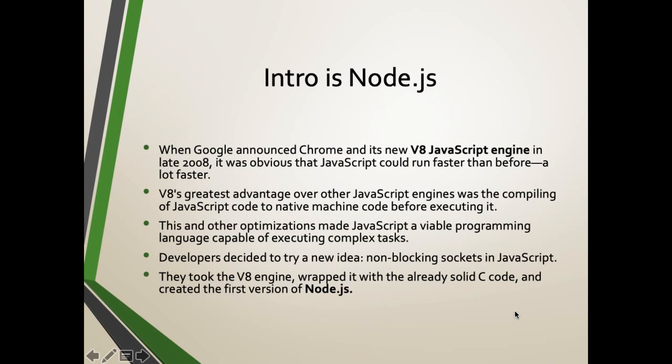So what is Node.js? When Google announced their new V8 JavaScript engine in 2008, it was obvious that JavaScript could run faster. Before this, JavaScript was not slow, but it's not as fast as a lot of other programming languages. JavaScript is a programming language that runs on the client's browser, so a lot of the ways that it was done between different browsers was inconsistent. With V8, it made it a lot faster to run these things. Before, it was a lot of basic things, like being able to hide elements, show elements, animate, but there weren't a lot of complex things that had been done.